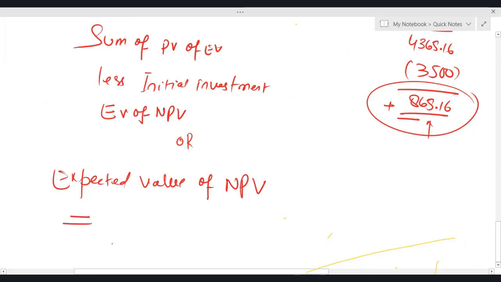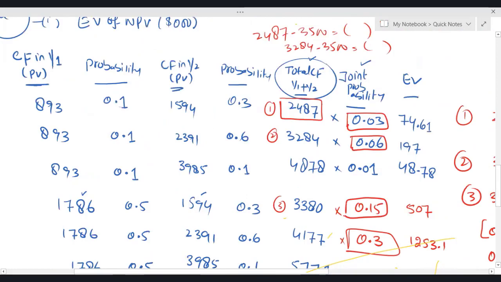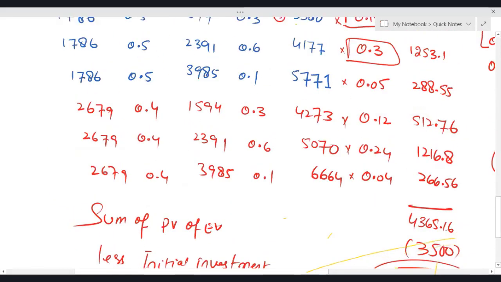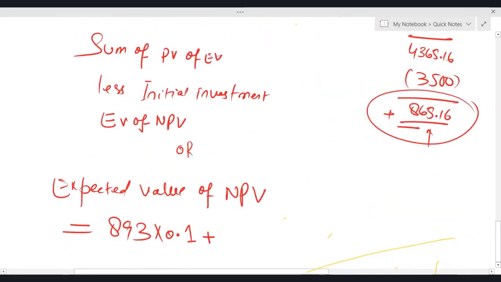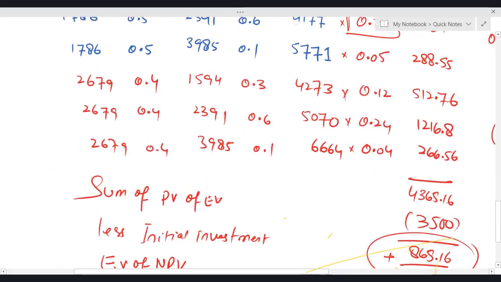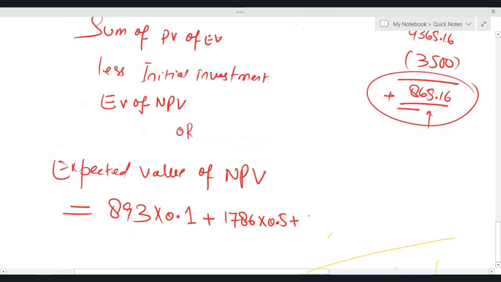is equal to, in the first year, the event of 893 can happen, which has a probability of 10%. 893, keep watching, please, 10%, plus. In the first year, 1786 can also come, with a probability of 50%. In the first year, there could also be 2679 with a probability of 40%.